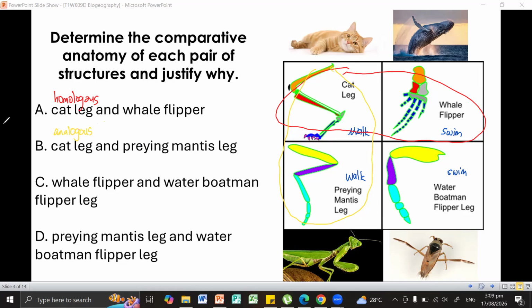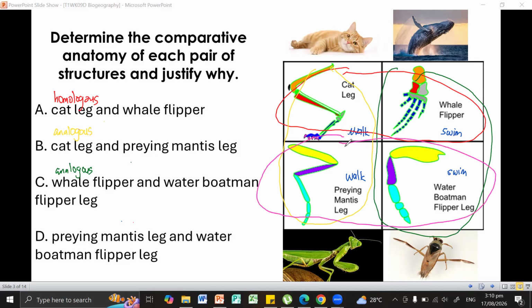Letter C, we have the whale flipper and water boatman flipper leg. Different structures, but they perform the same function. Therefore, letter C is analogous. And letter D, we have praying mantis leg and water boatman flipper leg. This one. They have the same bone structures, but they perform different functions. So letter D is analogous.